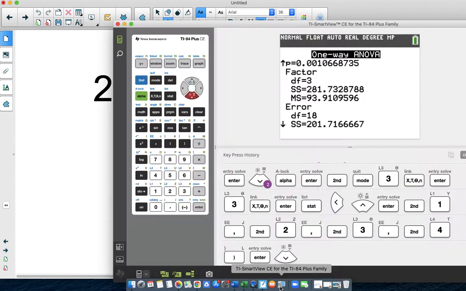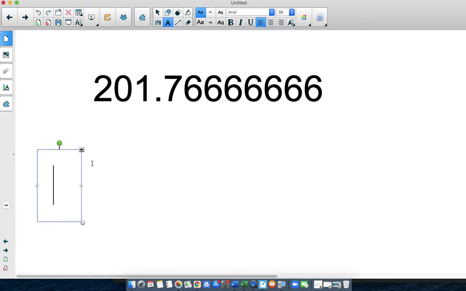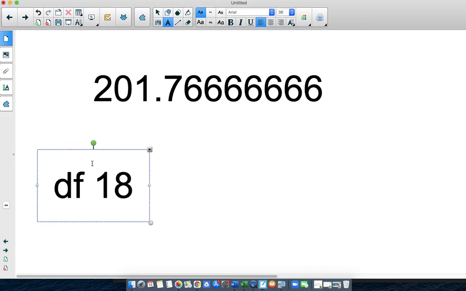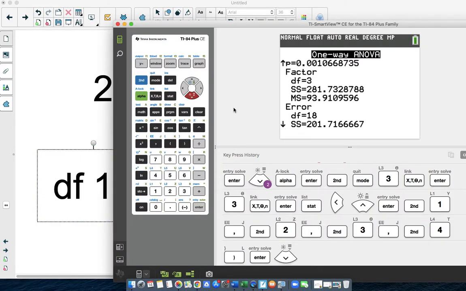Okay, back to the calculator here. For the book problems, 18 is the number you use in a certain spot. So I'm just going to write that down here. Degrees of freedom, 18. I'm going to put that here, and I'll show you where you use that to get the right answers in the book. Notice that we're getting the SS, but it's coming from the error. It's not the SS from the factor. It's the SS from the error, along with the degrees of freedom. All right, so that's that.